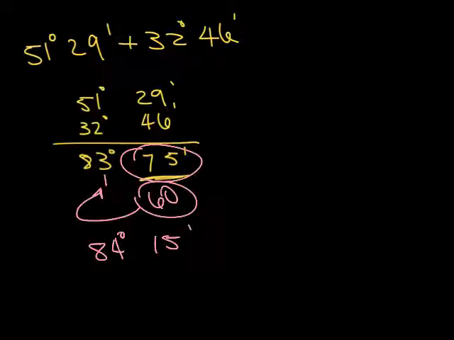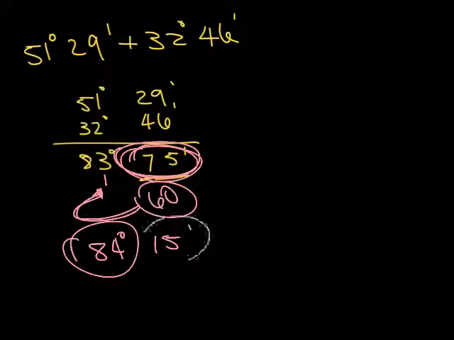So do you see what I did to convert that? I just took 60 of the 75 minutes and turned it into 1 degree, because there are 60 minutes in a degree, added those up to get this, and took what I had left over of that 75 to get that. All right, same thing if I'm doing subtraction.